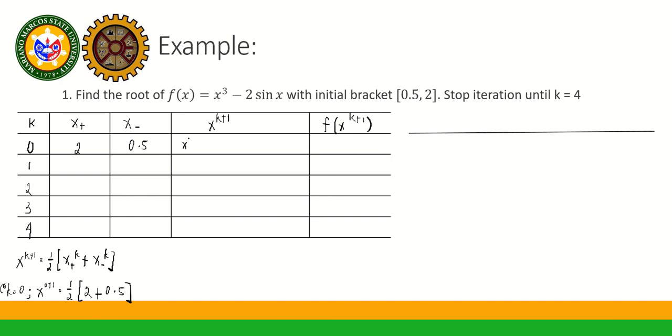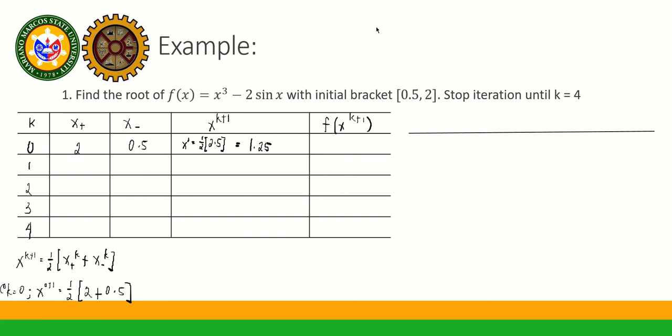So, this will be x raised to 1, since 0 plus 1 is 1, is equal to 1 half times 2.5. And this is equal to, what is 1 half of 2.5? That is 1.25. Okay, so, yung 1.25 na yon, ito yung ipa-plug natin dito to get the value of f of x raised to k plus 1, which is f of x raised to 1. So, x raised to 1 natin is 1.25. So, when we plug 1.25 sa ating function, what do we get?